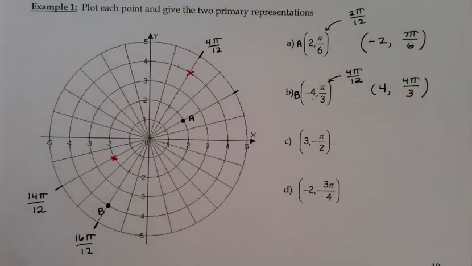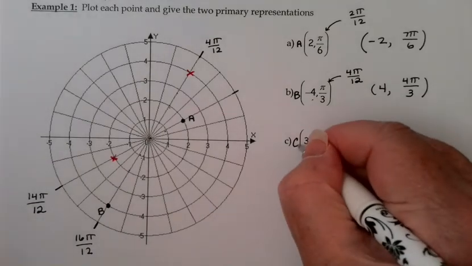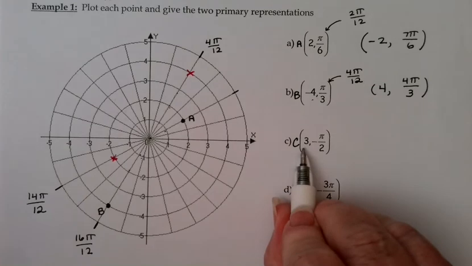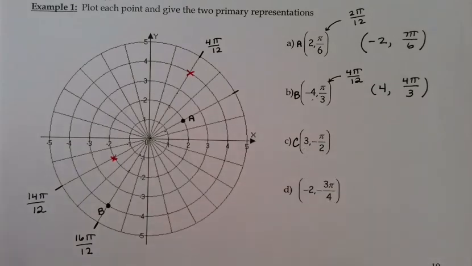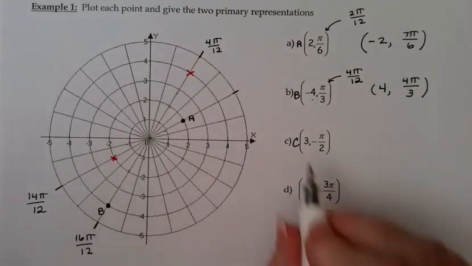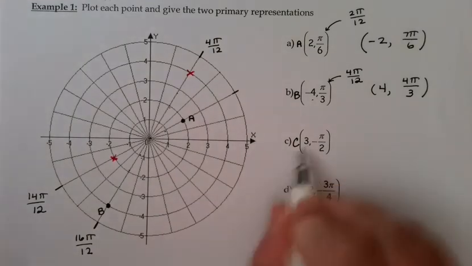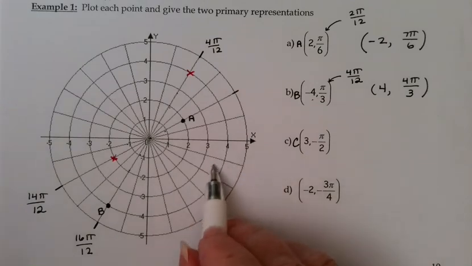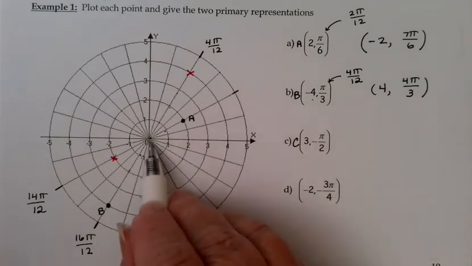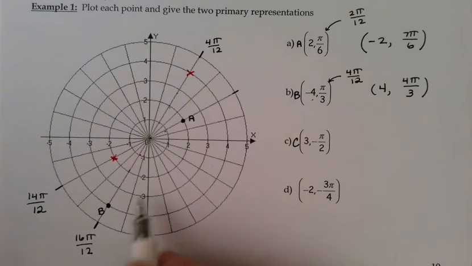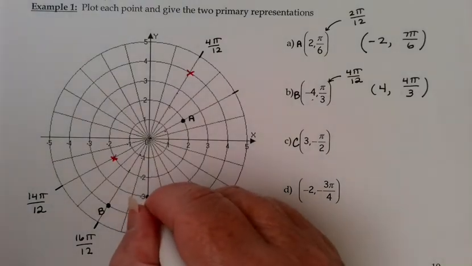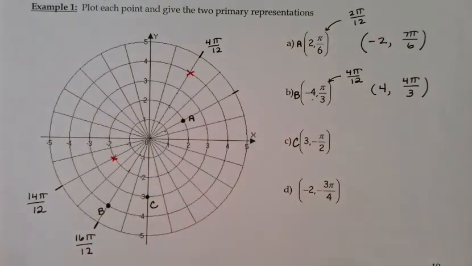All right, hanging in there, let's keep going. We'll call this point C, 3 comma negative pi halves. I do have a positive r value, so this is the actual location of the point. Negative pi halves, like negative 90 degrees, that's down here, right? And we're going to come out 3 units. So there's my point C right there.